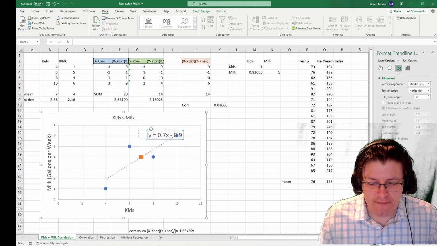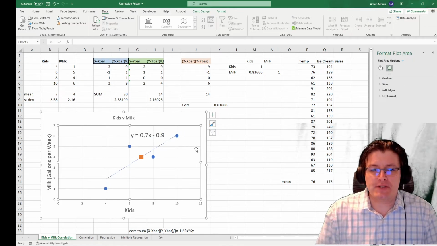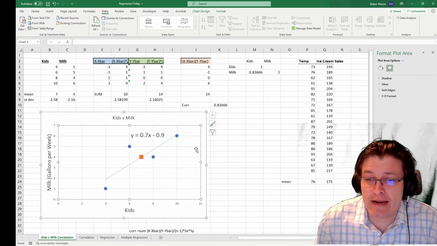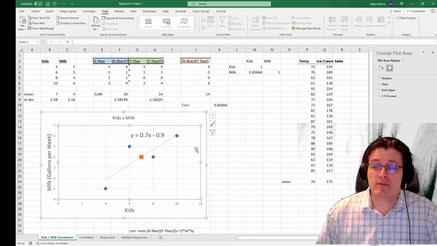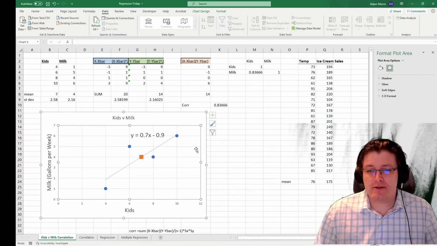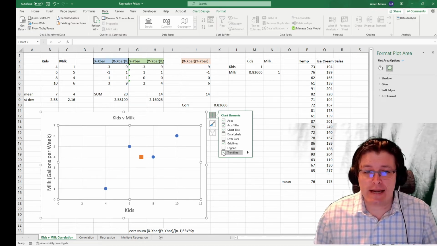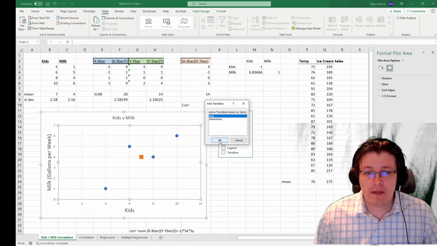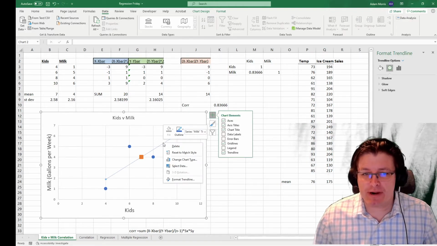So they've reversed it. They've got bx plus a, but obviously that's the same as y is equal to negative 0.9 plus 0.7x. Okay, so this is what Excel is doing in the background when you simply say, hey, add a line and then put a value on it, right? So in the simplest terms, adding the trend line gives you that line, which is the regression line, the OLS regression line.